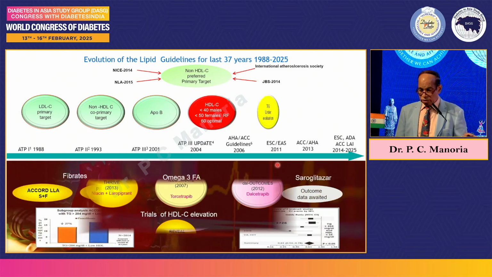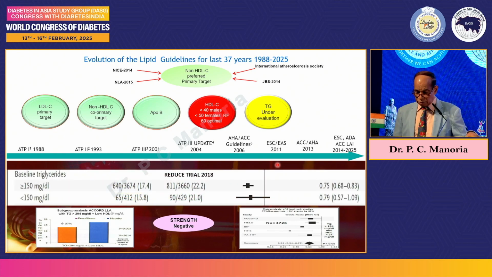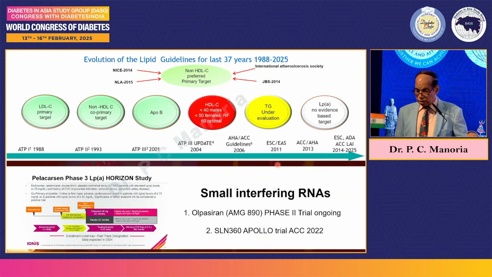As you can see, increased levels of triglycerides are associated with increased cardiovascular events and mortality, but lowering of triglycerides has not yet been shown to decrease cardiovascular events. So still under evaluation. LPA, there's no evidence-based target at the moment, but the HORIZON trial, when it is released, we will be having some data.